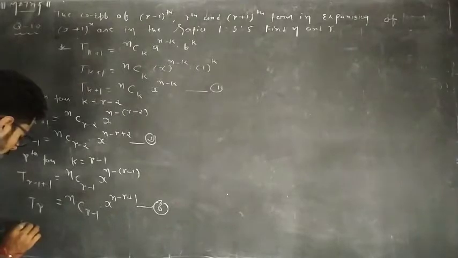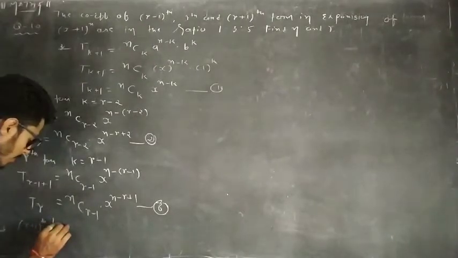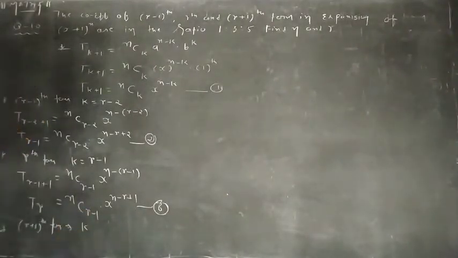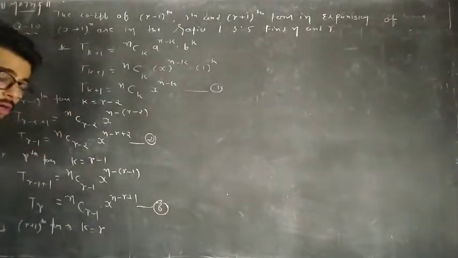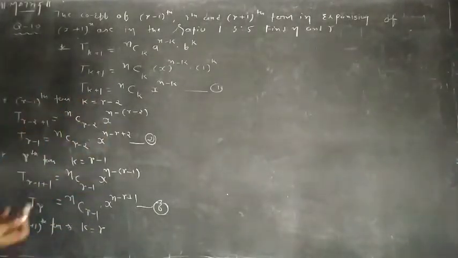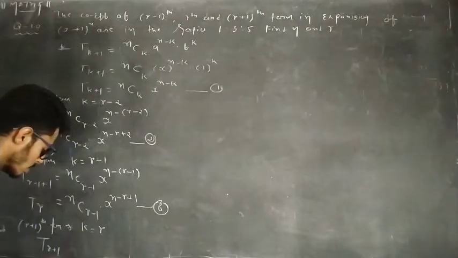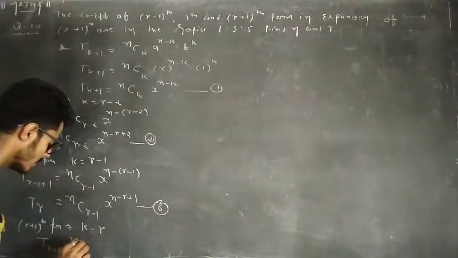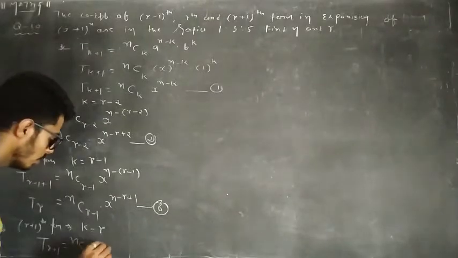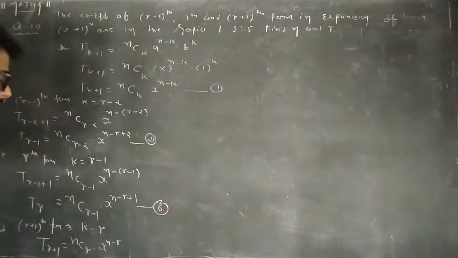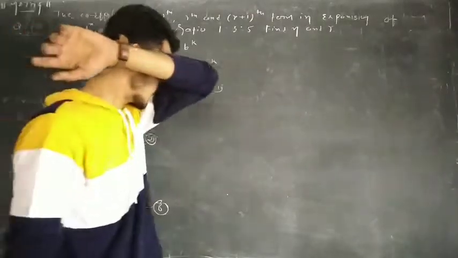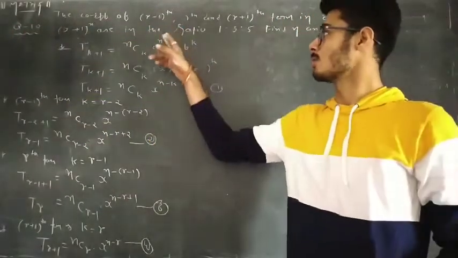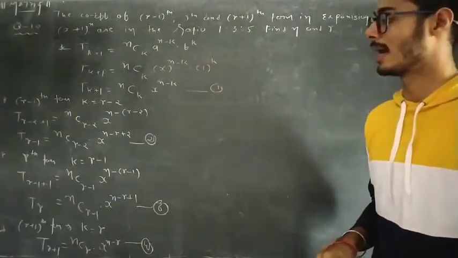Next we go for the r plus 1 term. For which value of k do we get the r plus 1 term? Simply k is replaced by r only. If we put r as k, then we get T(r plus 1) = nCr into x raised to n minus r, which is equation number 4. So we have found the three terms: the r minus 1 term, the r term and the r plus 1 term.